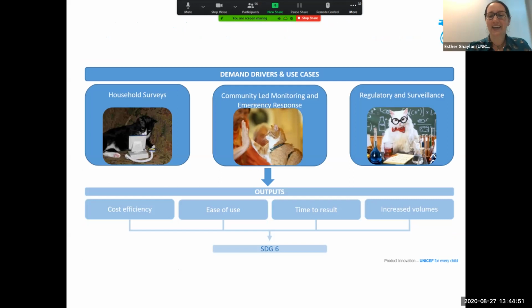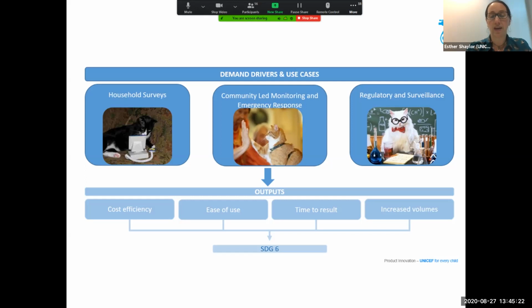But ultimately, our demand drivers and use cases are, for one, the surveys, as we're talking about, but also if we have an easy to use product that can give us a quick result, then we can start using water quality testing more in community-led monitoring and also emergency response, which we already do. But when you have to wait 24 hours for a result, it kind of limits how you can use it. And lastly, and probably the biggest use case, is for regulation and surveillance.